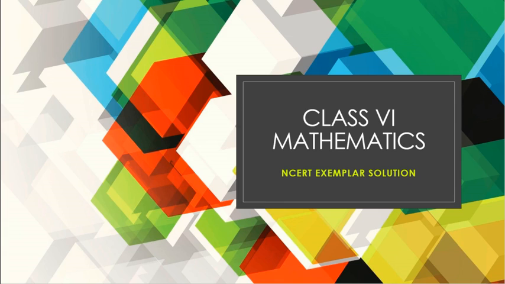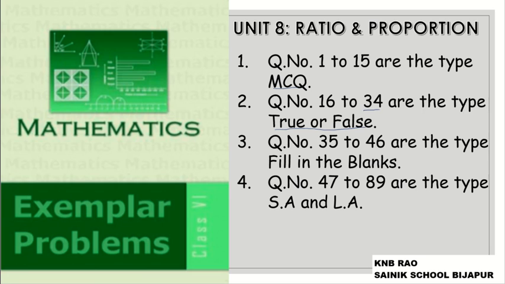Students, we were discussing NCERT exemplar solutions of the chapter ratio and proportion. We already solved up to question number 50, and today we are going to solve from question number 51 onwards.